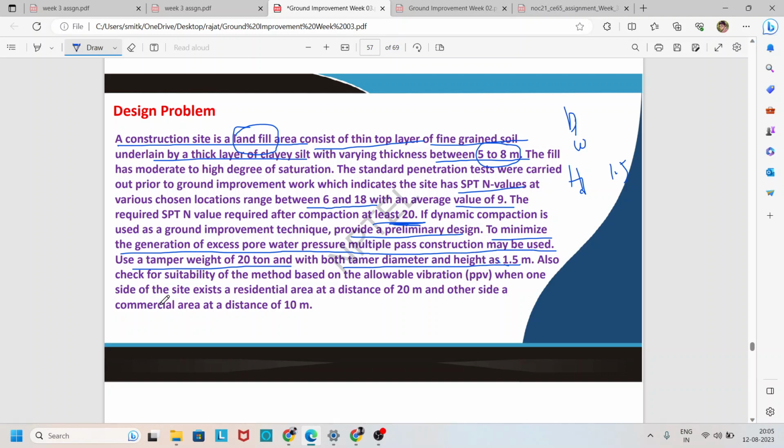Also, the site has a residential area at a distance of 20 meter, and on the other side a commercial area at a distance of 10 meter. This means we have to find the peak particle velocity and also address whether the technique is suitable in terms of environmental impact or not.